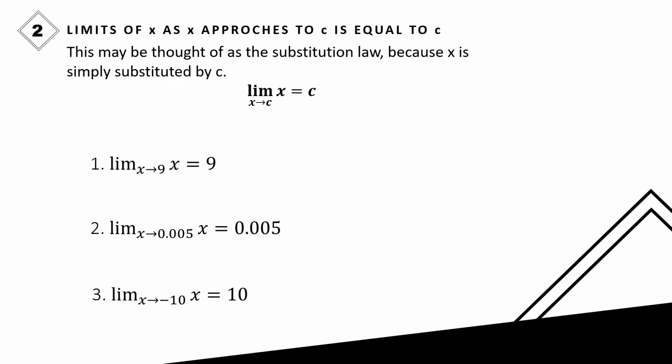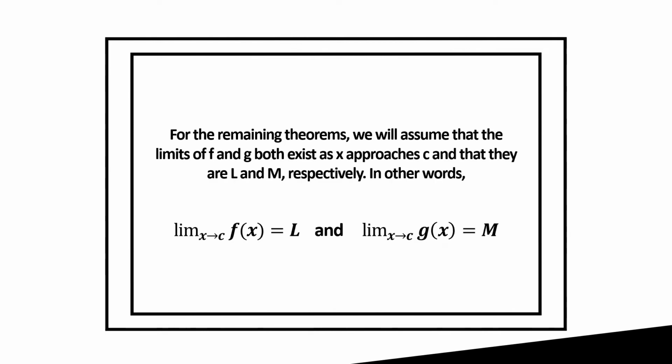So the first two limits, madali lang yung first two limits natin. But for the remaining theorems na meron tayo, we will assume that the limit of f of x as x approaches c is equal to L. So meron na siyang value. And the limit of g of x as x approaches c is equal to M. Kasi maaari magkaroon tayo ng, we are going to get the limits of two functions sa mga susunod nating theorem. So, lagi tandaan ito. We have the limit of f of x is equal to L and the limit of g of x as x approaches c is equal to M.